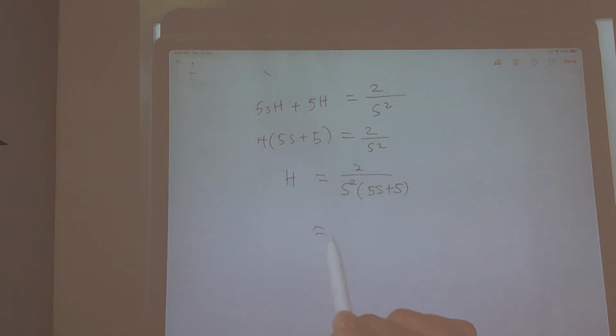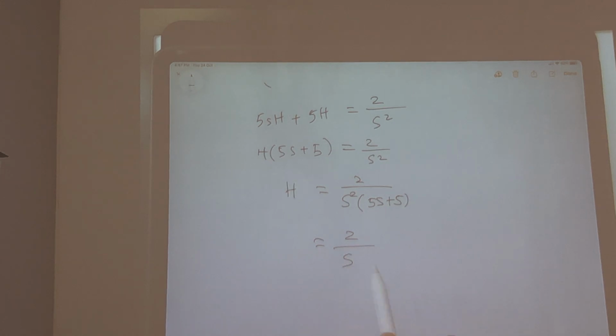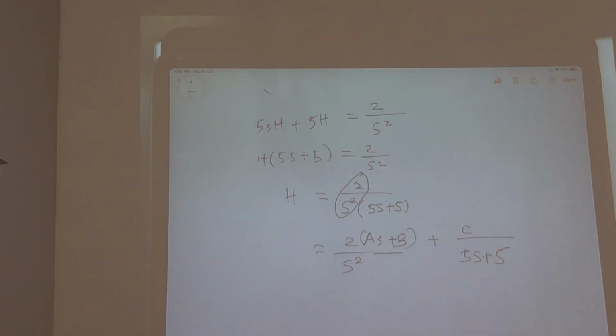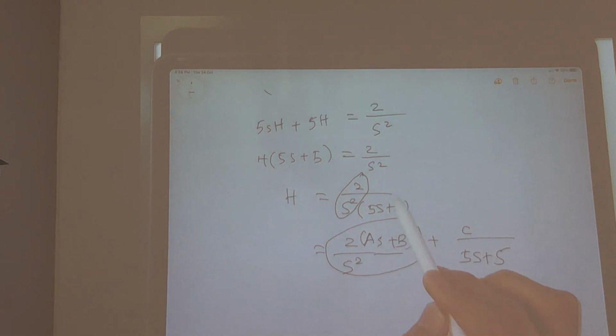Yes. For 2 over s power 2, if you break it into partial fractions, because of the power of 2, your top here must have an As plus B. These two actually I can take out, I just put it down here. Plus C divided by 5s plus 5. This one breaks into this one, and this one breaks into this one. Alright?